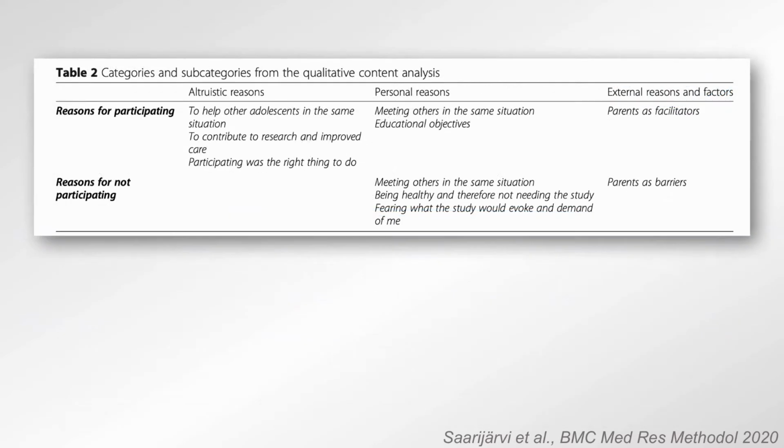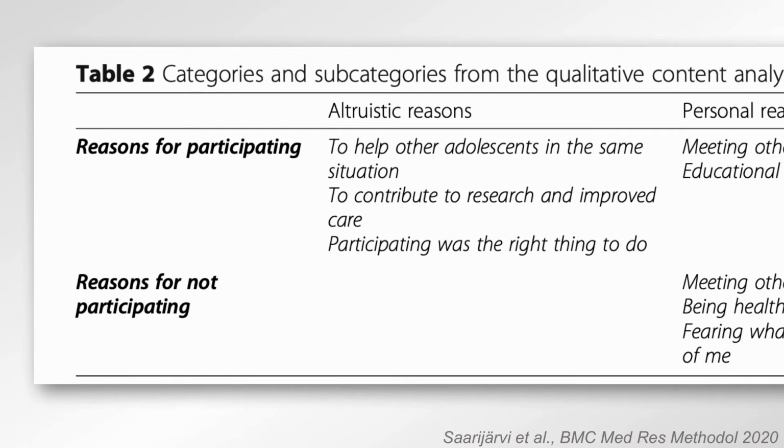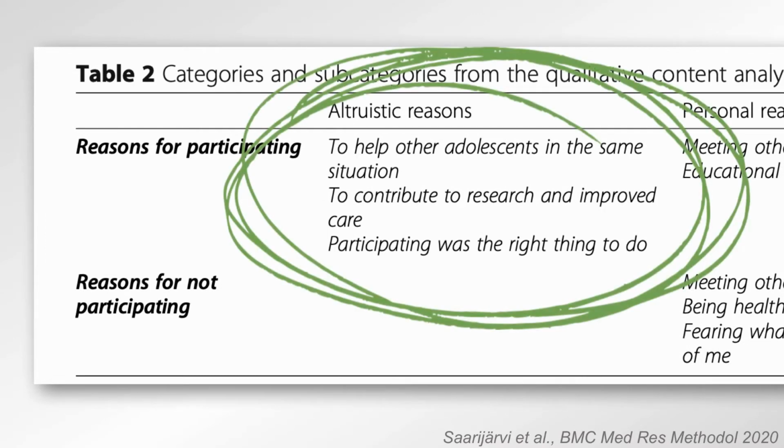When we interviewed the patients, we learned that there were three main domains that explained if a patient wanted to participate or not. And that was, on one hand, altruistic reasons, personal reasons, and external reasons or external factors. And let's have a closer look at these. Regarding the altruistic reasons, people who signed up for this trial, they wanted to help other adolescents in the same situation, and they wanted to contribute to research and improved care. They just felt that it was the right thing to do to participate in a study like this.